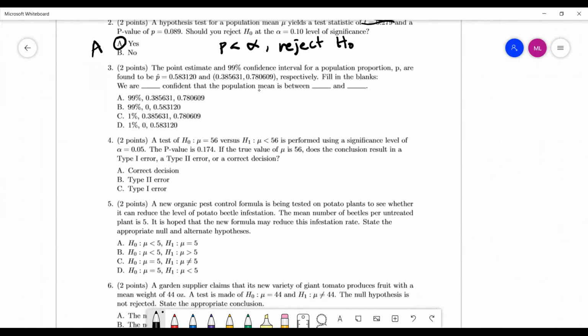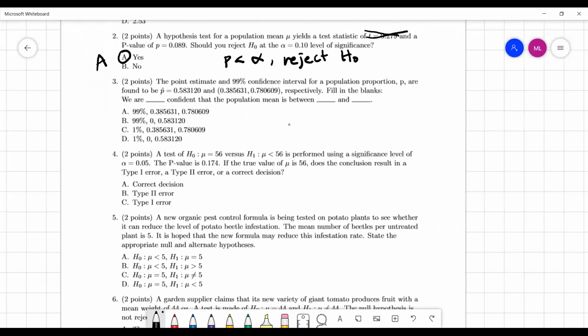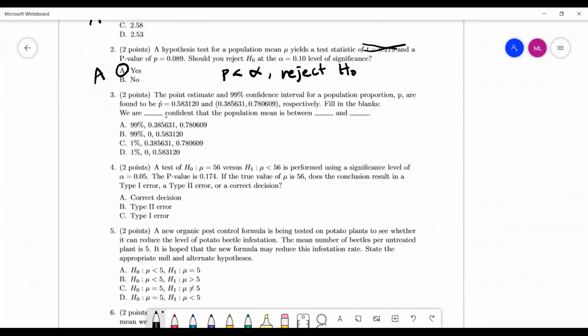Problem number 3 says the point estimate and 99% confidence interval for a population proportion P are found to be P hat equals 0.581 and so on, these numbers respectively. So fill in the blanks. What this tells us is we are a certain percent confident that the population mean is between two numbers. And in this case, because it's a 99% confidence interval, we are 99% confident that the population, and I said mean, but I think I said proportion.